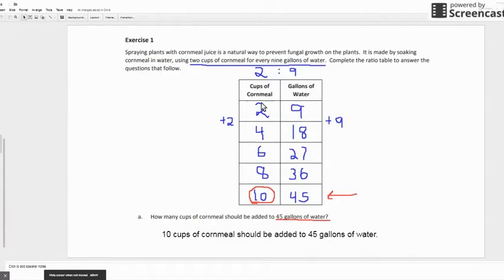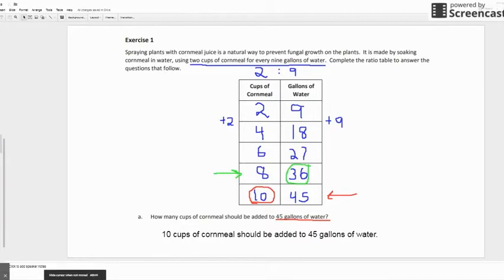And we have 8 cups of cornmeal. So we want to go to the cornmeal side. Let's use the same color. And here is the 8 cups of cornmeal. How many gallons of water do we need? Well, we need this 36 right here. We need 36 gallons of water.